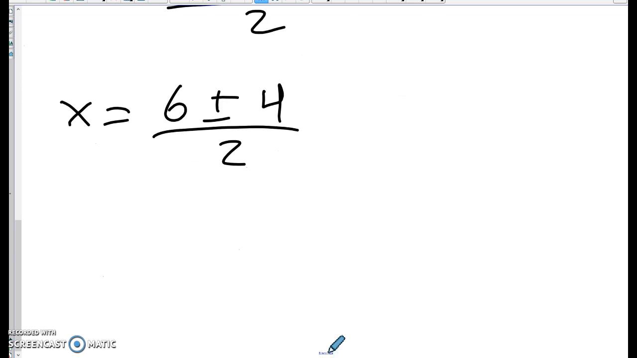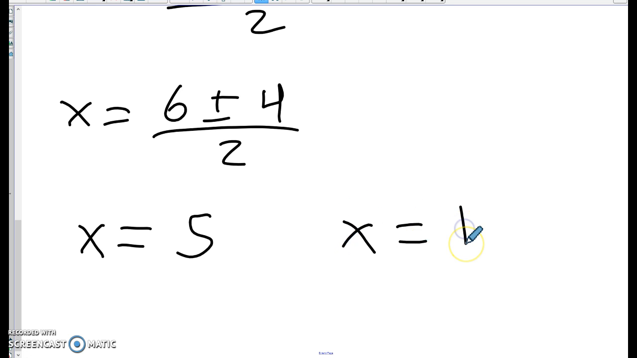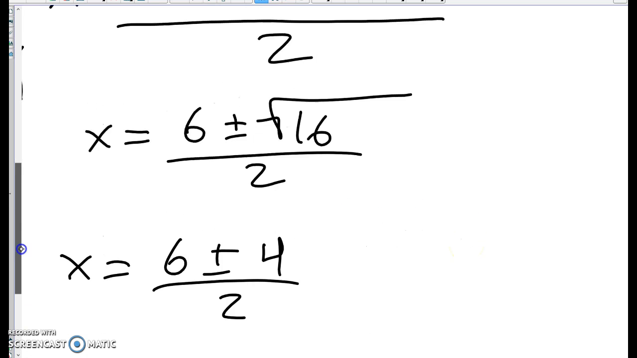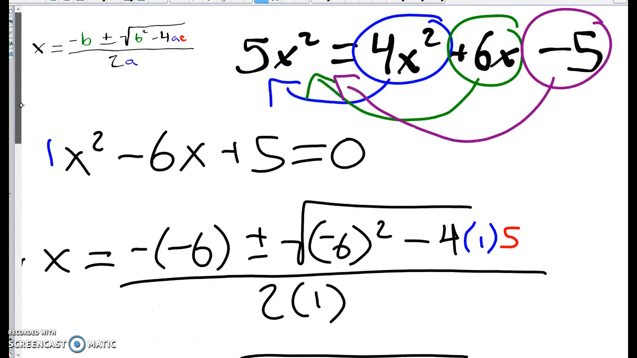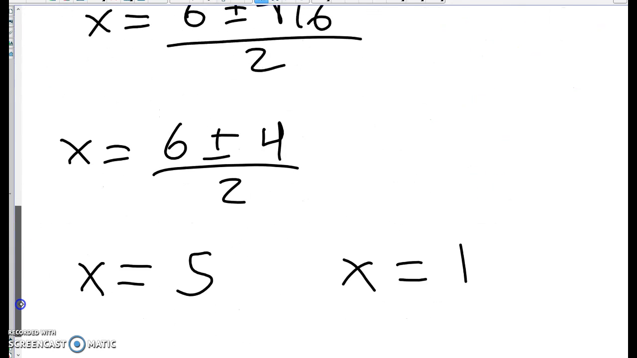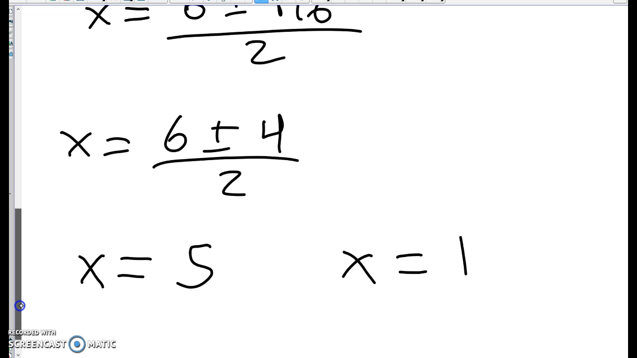Which will finally leave us with 6 plus 4 is 10. 10 divided by 2 is 5. 6 minus 4 is 2. 2 divided by 2 is 1. And those are our two solutions. And again, it tells us that this expression up here, x squared minus 6x plus 5, was factorable. That's why we got two whole number solutions, two integer solutions rather.